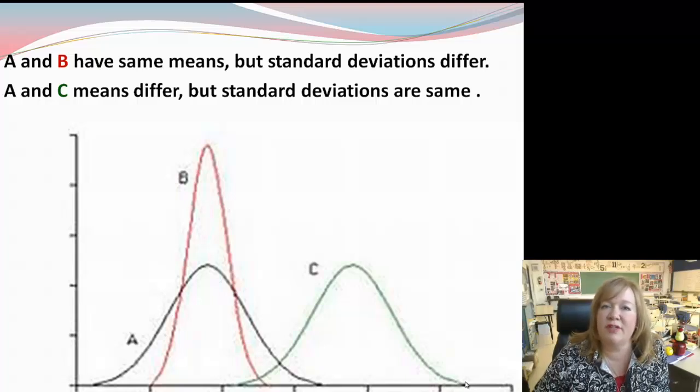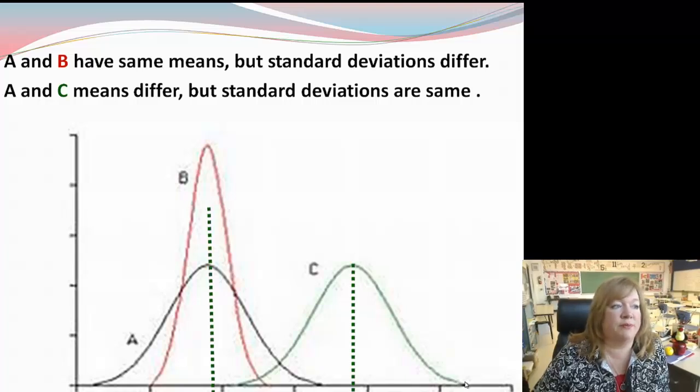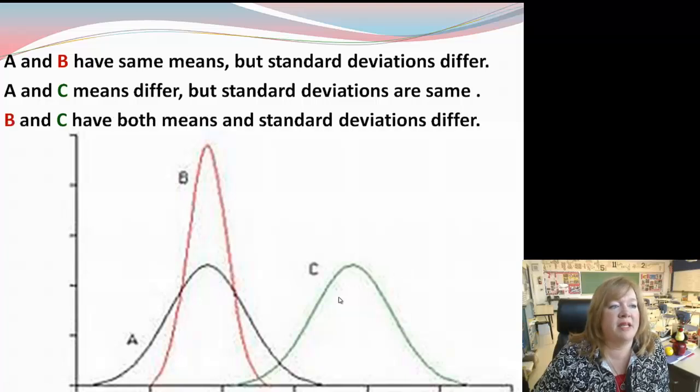That means the standard deviations are the same, but the mean is different. So the mean for curve A is here and the mean for curve C is here. The last one, if I look, B and C are totally different. So B has a different standard deviation and mean than C does. So both the mean and the standard deviations differ.